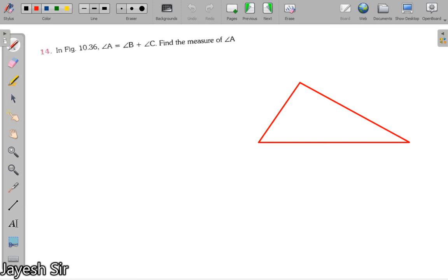Now in question number 14, let me write down the names A, B and C. This is a triangle ABC. You are given that angle A is equal to angle B plus angle C. We have to determine the value of angle A. Actually, this is a very simple question. Once again, you are going to use angle sum property.